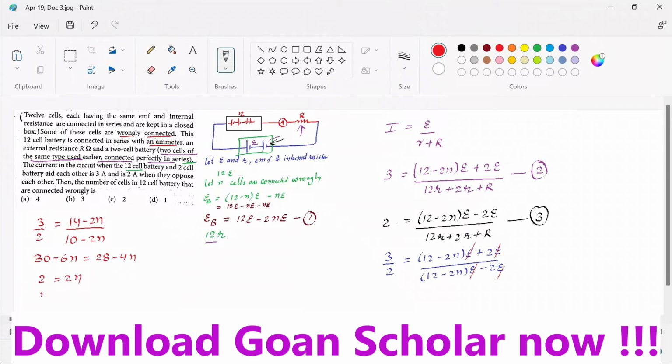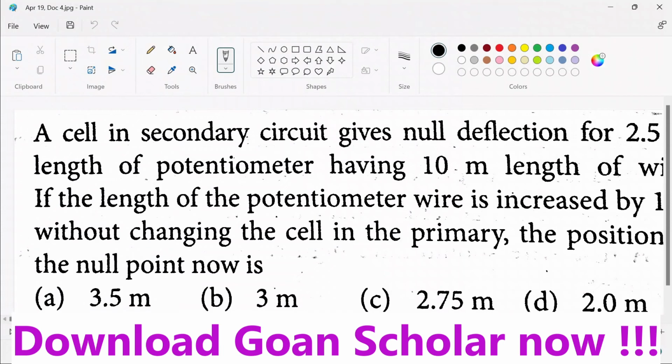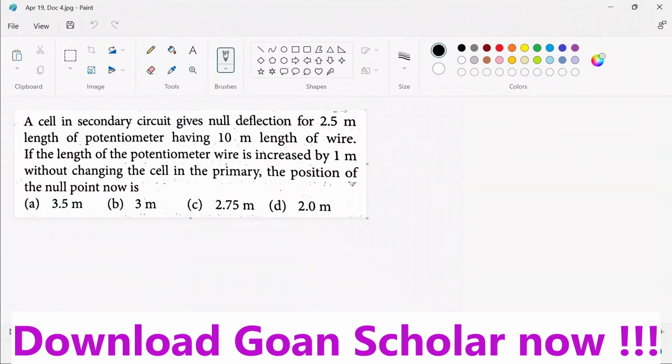How many batteries are wrongly connected? 1 battery. Okay, great. Let's move ahead and see the fourth question. So the next question, the fourth question in the practice paper, is this one. Let's read it.